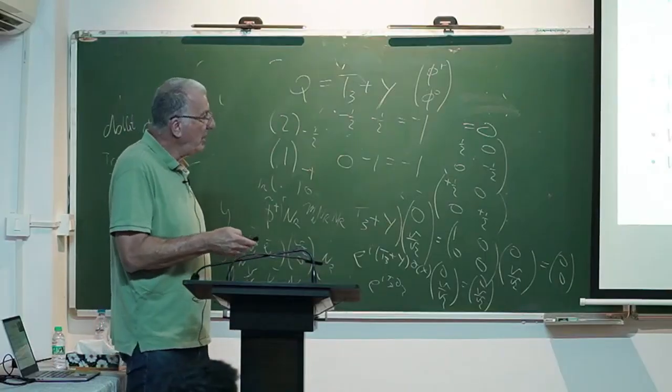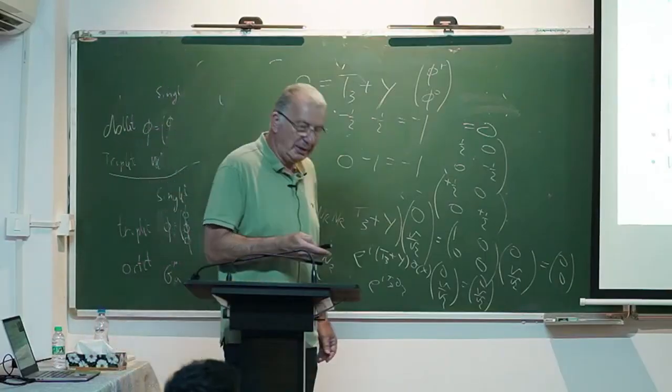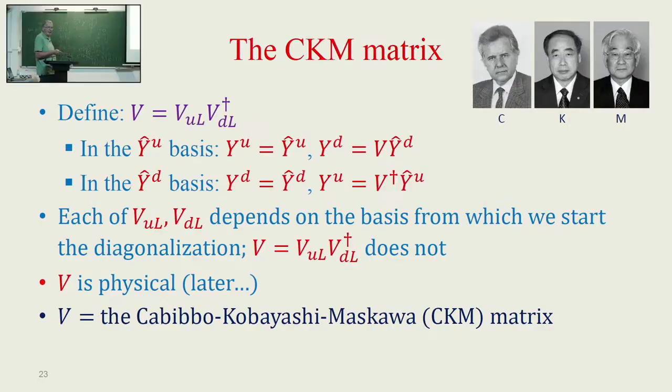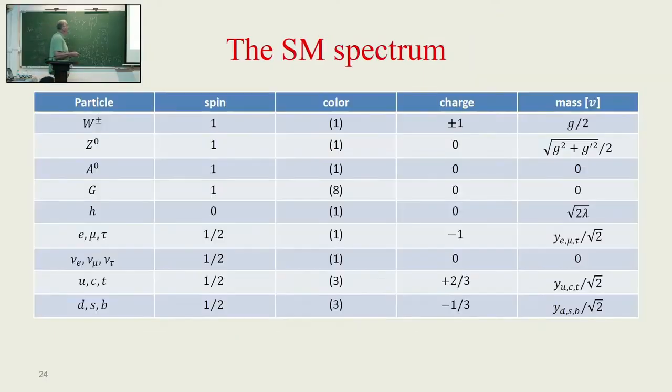For short, Cabibbo-Kobayashi-Maskawa is called the CKM matrix, and it's an issue of much investigation, but we'll see where it comes into the game. So far, it's just a mathematical entity that we understand is basis independent, and it's made of two quantities, each of which is basis dependent. The separate matrices, V_D left and V_U left, the matrices that diagonalize from the left the mass matrices for the up and down, each of these separately cannot be physical. This product can and is physical.